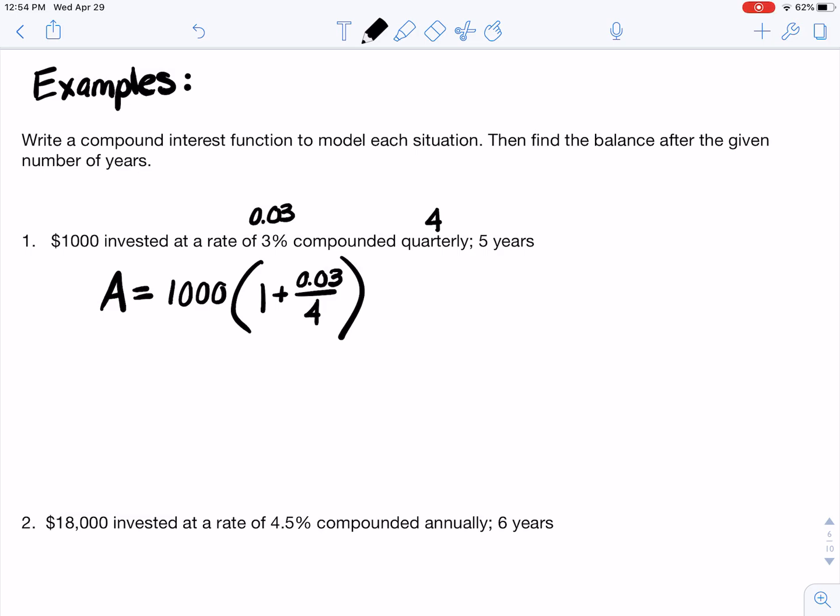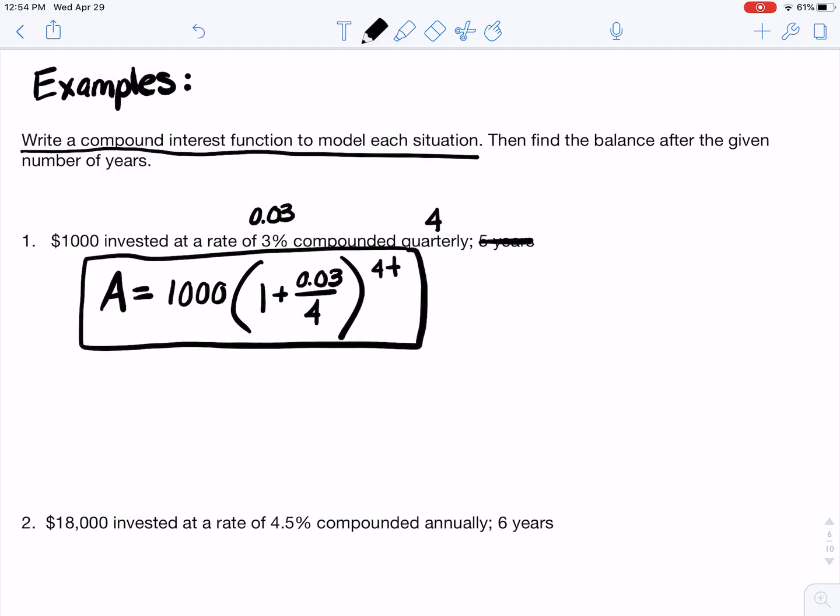Then I'm going to raise this to a power of 4t. For the first part, where they asked me to write a compound interest function, I'm going to ignore the 5 years for 1 second. Pretend that's not there. I'm just using this information. I'd have 4t, so that's my compound interest function. I didn't solve anything. They basically just want you to set it up. That's all they're asking you to do.